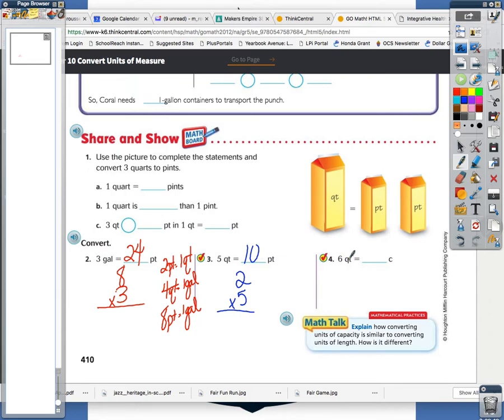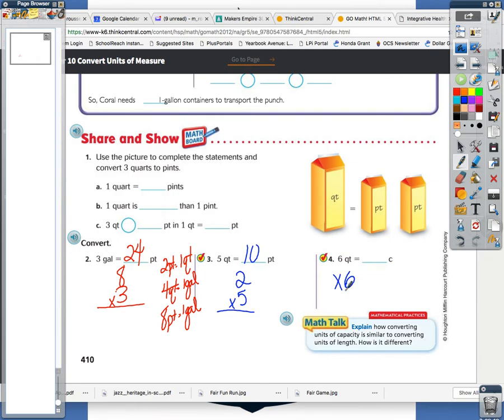In number 4, we're converting quarts to cups. So we're converting a larger unit of measure to a smaller unit of measure. When we convert larger to smaller, that means that we're going to have to multiply. So we know we're going to multiply the 6 times something.